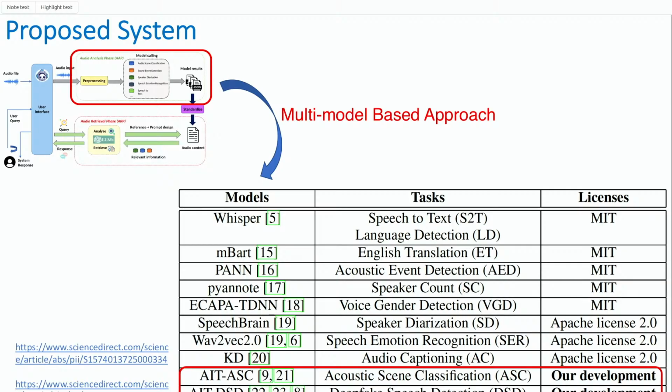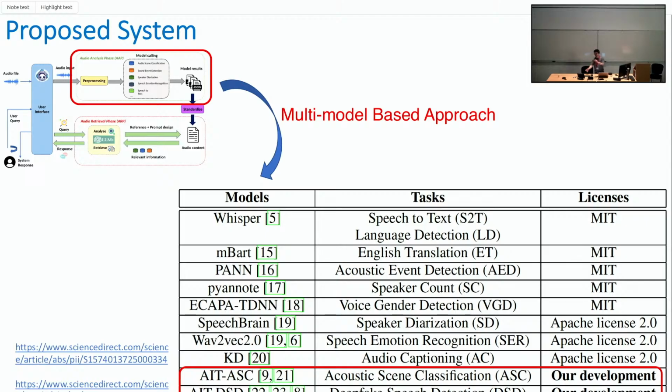We integrate multiple models inside here. Maybe you know the Whisper model from OpenAI, which is used for speech to text and language detection. Then there is a translation model to English, because Whisper can detect German, French and other languages, and we translate them into English. PANNs is used for acoustic event detection, for example knocking, cat sounds, dog sounds, the sound events inside the audio. And there are also speaker counting and other models, such as SpeechBrain, Wav2Vec, and others for audio captioning.